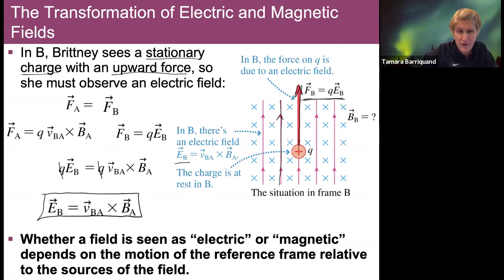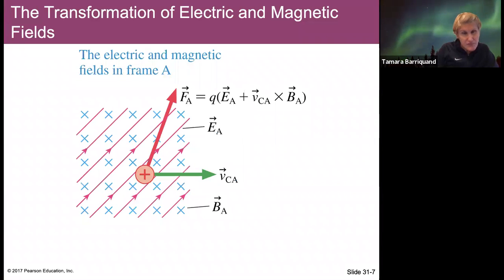So what we notice is that whether a field is seen as electric or magnetic depends on the motion of the reference frame relative to the sources of the field. Let's generalize this finding a little bit. So this was very specific. Now let's see what happens if we have some sort of electric and magnetic field in frame A. Let's say that we have a magnetic field that is into the screen. Now we have an electric field that is going at a 45-degree angle to the horizontal here.